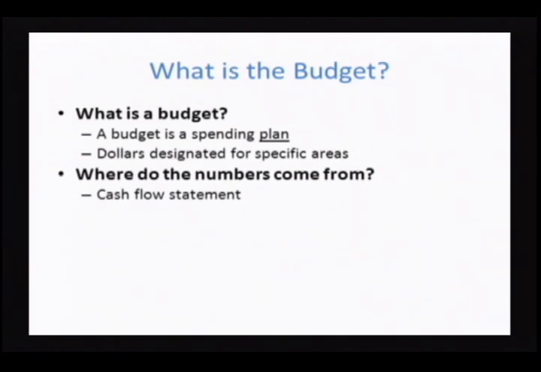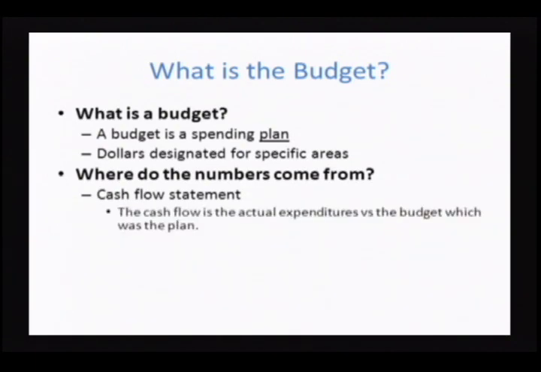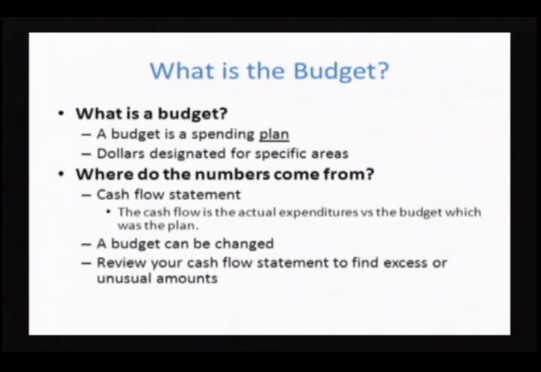The first place would be a cash flow statement. And we'll talk here in a little bit about how to create the cash flow statement. The cash flow statement is the actual expenditures versus the budget, which was the plan. So we can have a cash flow statement before the budget, and we can have a cash flow statement after the budget. Remember, I said a plan. The plan implies that it might be changed. A budget can be changed. When you're working on your budget, you want to review the cash flow statement to find excess or unusual amounts.